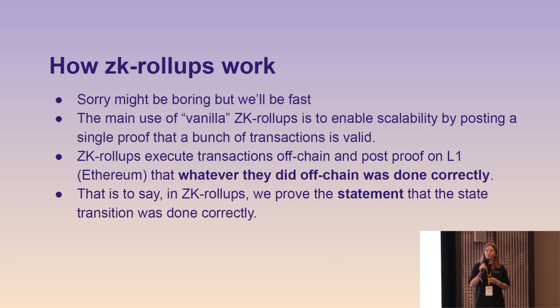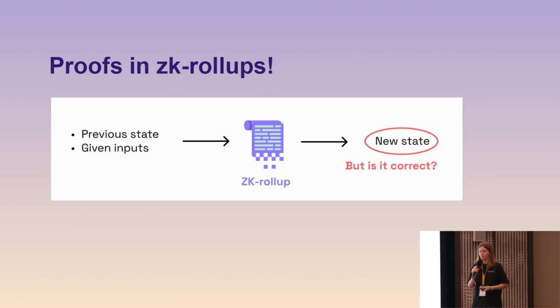The main use of vanilla ZK rollups is to enable scalability. We have one proof posted to L1, proving that a bunch of transactions is valid. So one proof, many transactions. This is scalability. A ZK rollup executes transactions off-chain and posts proof that whatever it did off-chain was done correctly. So far, so good. And this is proof of statement, exactly the statement that the state transition was done correctly.